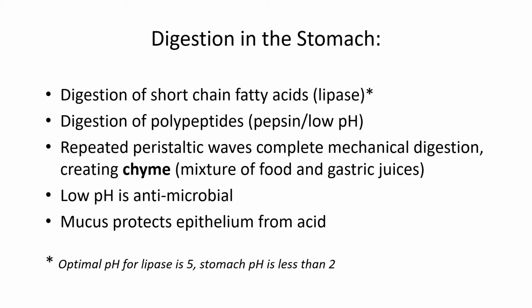Some digestion of lipid occurs within the stomach, but not very much. And that's because lipase is not terribly active at these low pHs. So lipase requires a higher pH, like the pH that's found in the intestine. Also in the intestine, we have bile salts and other emulsifiers that help break the fats up into smaller droplets that are more easily broken down.